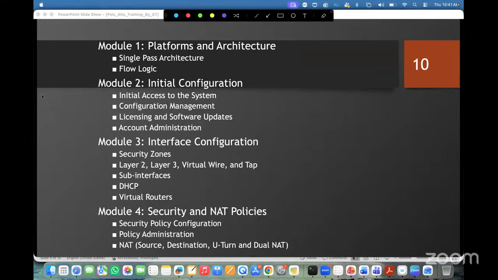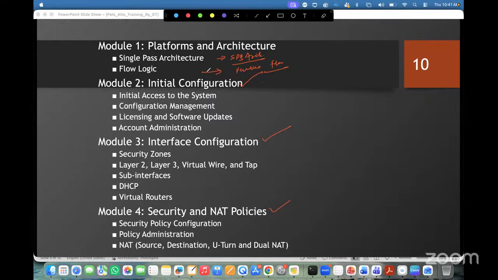Let's suppose we are going to target the initial configurations module, interface configurations, and the security policy. So what is going to happen in this module? You're going to understand the architecture of the Palo Alto firewall. What is the SP3 architecture, and why is this SP3 architecture required? What is the packet flow, and how does a packet flow step by step through the Palo Alto firewall? This is what we are going to talk about in module 1. So it's completely theory and it's very important.